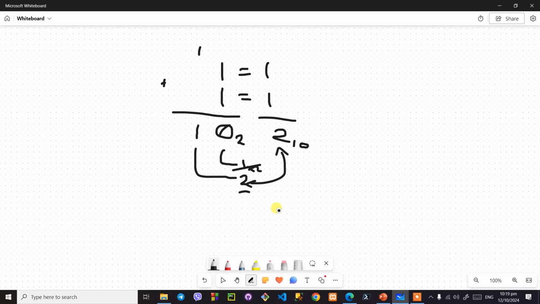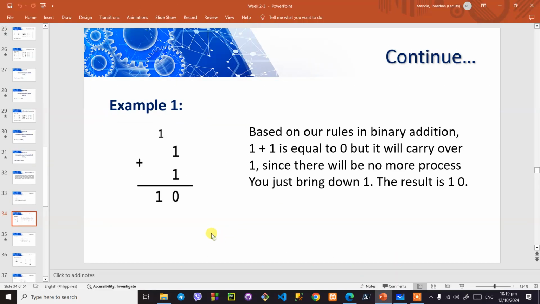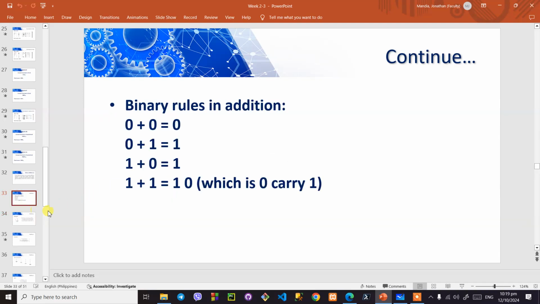Okay, so that's the logic behind your arithmetic operator plus. Okay? So remember its rule so that you don't get confused when you are computing the binary using the addition operator. Okay?